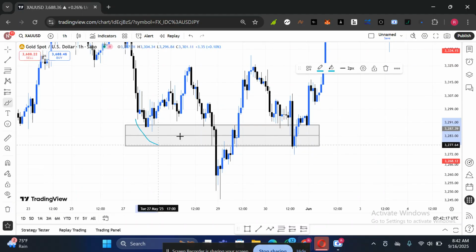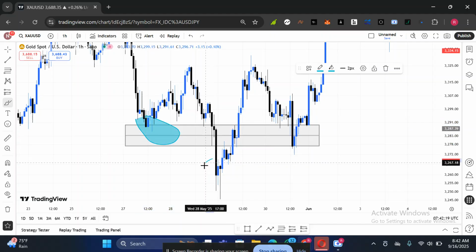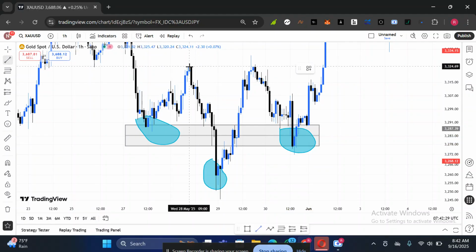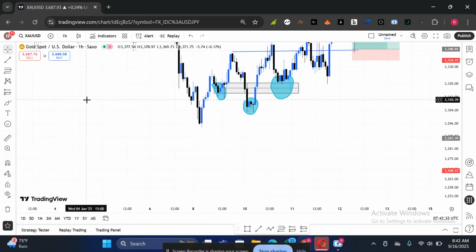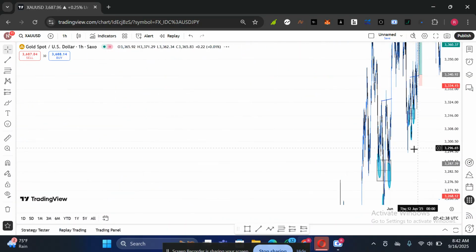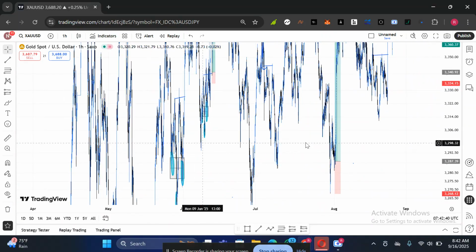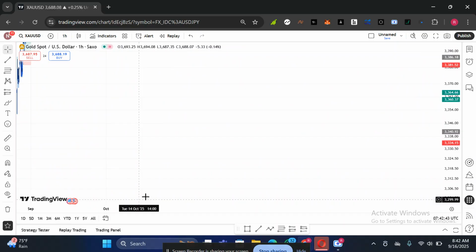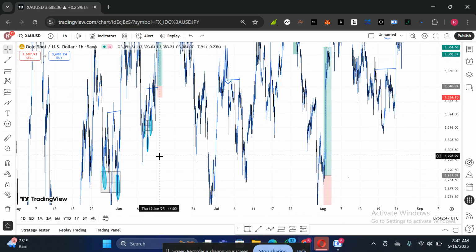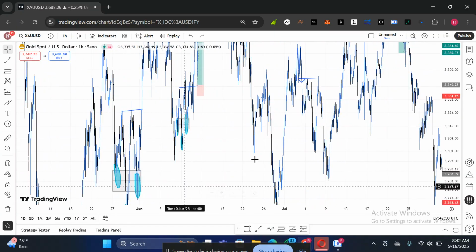So this is our shoulder level. This is also our head level, and this one here is also our shoulder level, and this here is our neckline. Are you seeing it? Is it not the same thing I drew on the EUR/USD currency pair? Exactly the same scenario there.